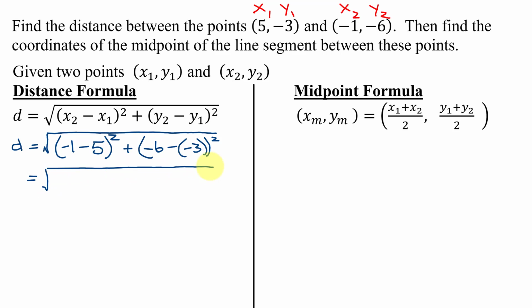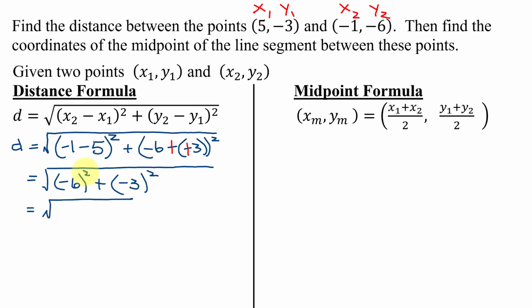So I have the square root of -1 minus 5 is -6 all squared, plus, now in the second parentheses, -6 minus a -3. Minus a negative, add the opposite. So I'm going to get -6 plus 3 all squared. So -6 plus 3 is -3 all squared.